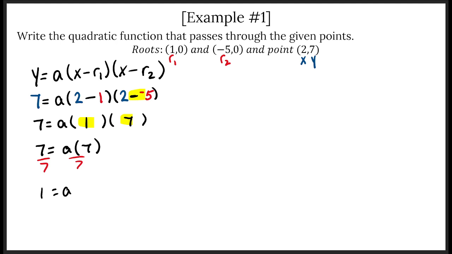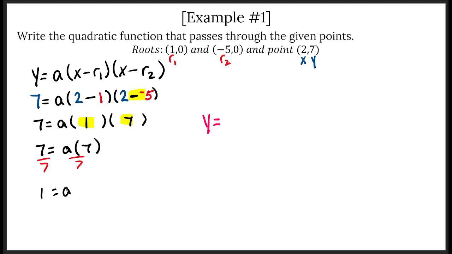Now, we were not supposed to stop at a equals 1. It says write a function. We need to write a y equals equation with that a number put in it. So I'm going to write my factored form once more, but this time I'm going to put my a, r1, and r2 values to make it an actual equation. So it looks like this.